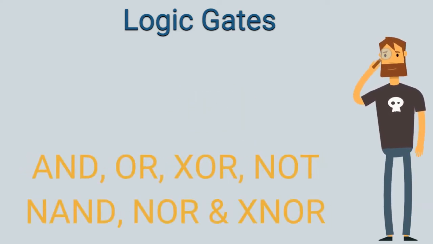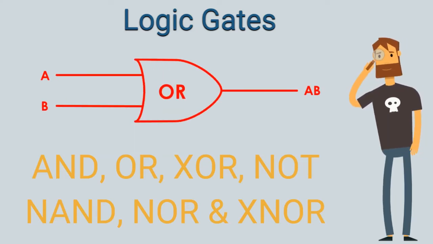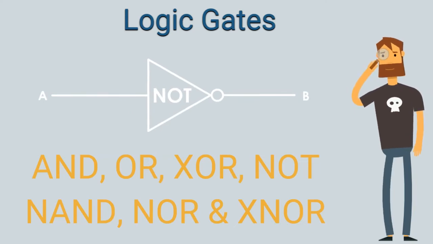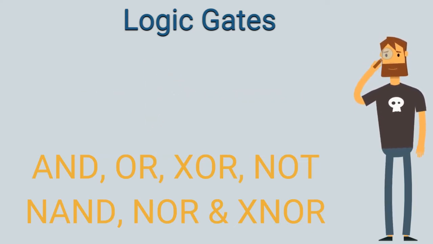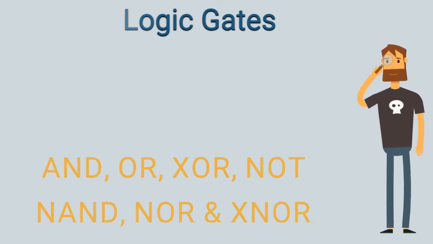There are 7 different logic gates. The OR gate, for example, returns 1 if either or both are 1. The NOT gate just changes the value of the signal. Combining these 7 gates allows the computer to perform logic calculations using binary signals.